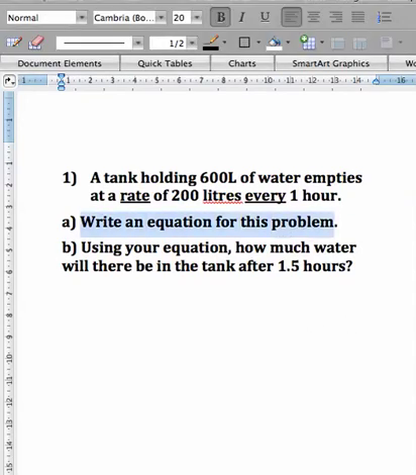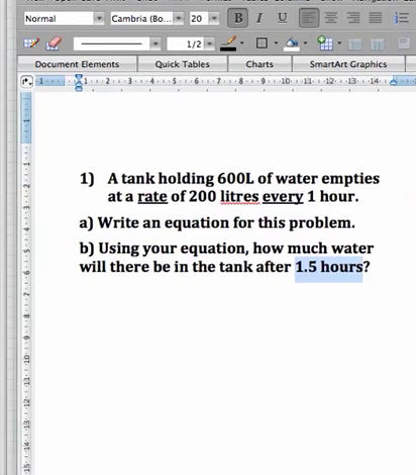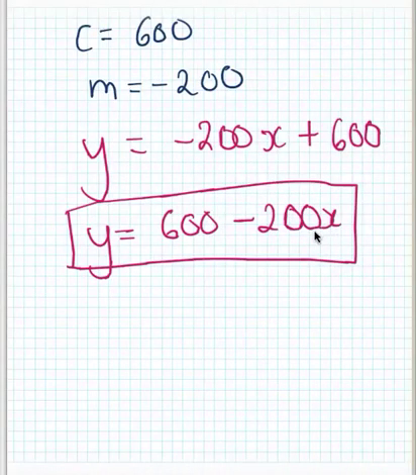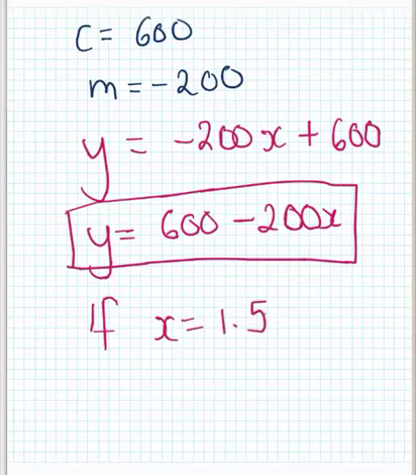We've done that. Now b says, using your equation, how much water will there be in the tank after 1.5 hours? So when it says to use your equation, you must use your equation and show some working out. Okay, so there's our equation here, and we know x represents hours. So if x is 1.5, all we have to do is substitute it into the equation. You can use your calculator to help you, and we're done.